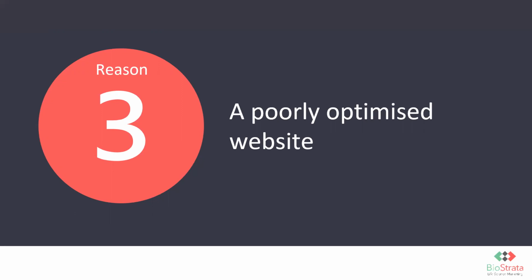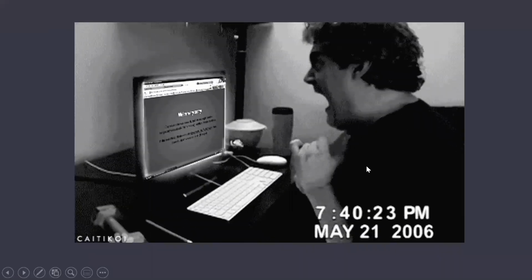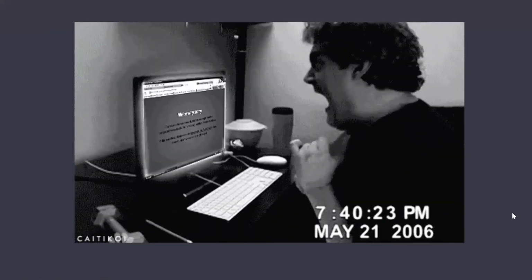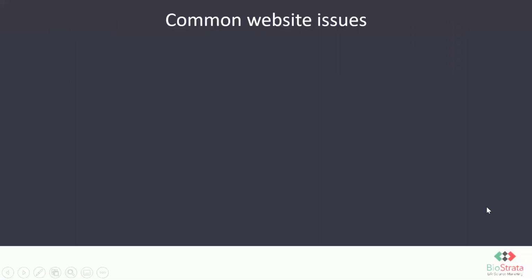Even at a trade show, when people are wandering around looking at all the stands, they're Googling on their phone and looking at the company's websites before they go over to speak to a rep. So having a well-optimized website is absolutely critical, because anybody who's tried to use a poorly optimized website has probably felt a little bit like this gentleman here. So what do we mean by a well-optimized website? Well, here are some common website issues that we see that hold back lead generation programs.